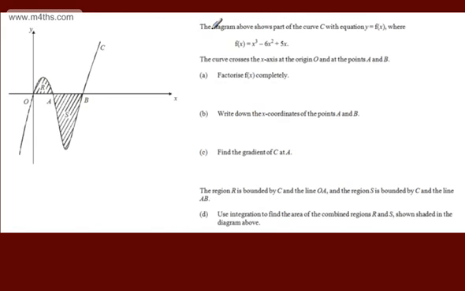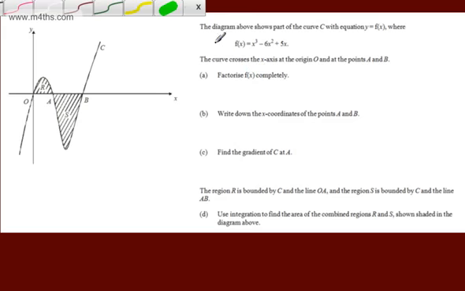Let's look at this one. We're told the diagram above, which is now to the left, shows part of the curve C with equation y equals f of x, where f of x is x cubed minus 6x squared plus 5x. The curve crosses the x-axis at the origin and the points A and B. In part a, we need to factorise f of x completely.